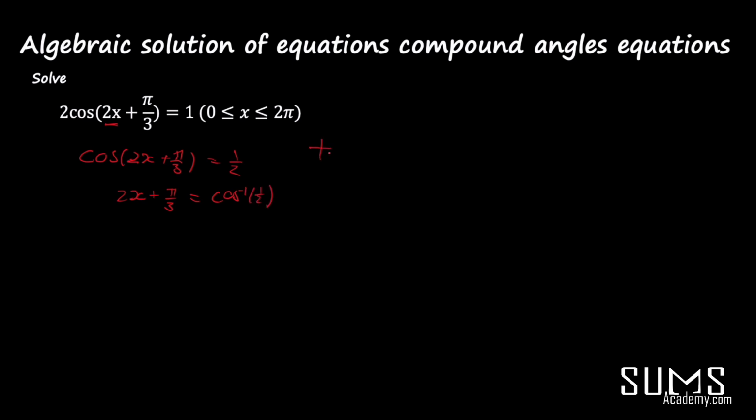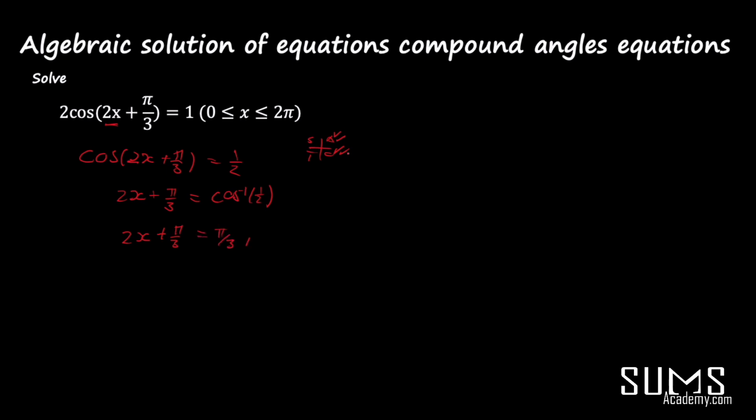Right, so a CAST diagram here. It's going to be first and last, and we also need to factor in our double angle. So you can think of having it twice, or whichever way you like to think about it. So what is this? Well, a half would be 60 degrees if we were working in degrees, but we're not, it's radians, so it's pi over 3. So 2x + pi/3 is equal to pi over 3.